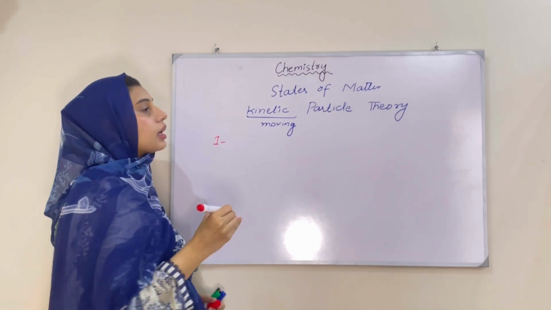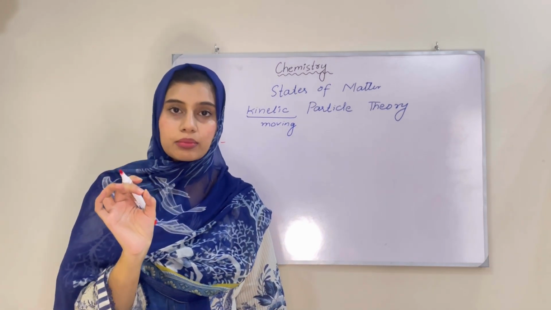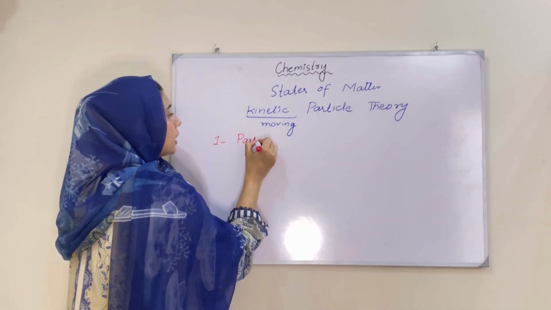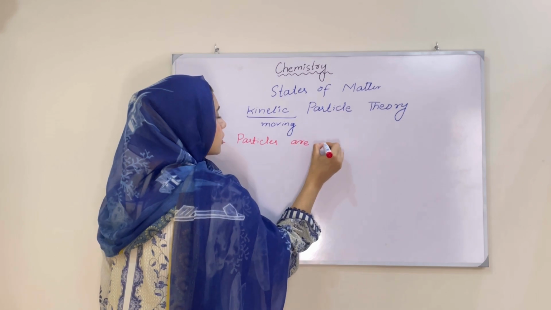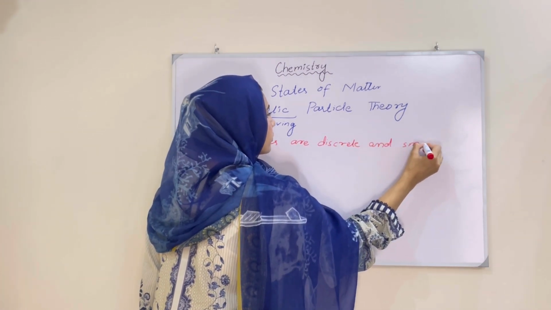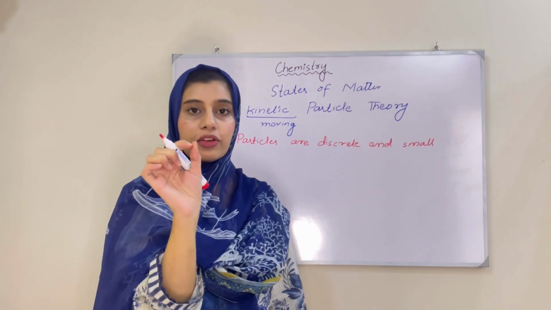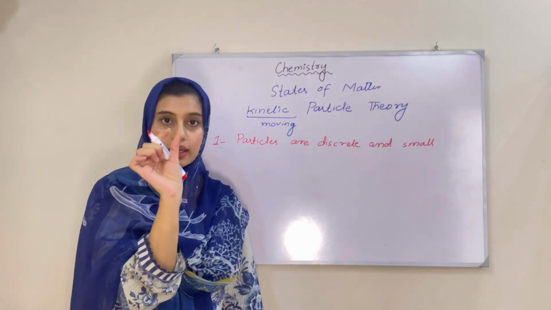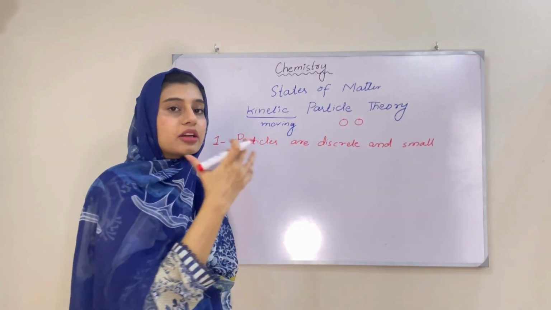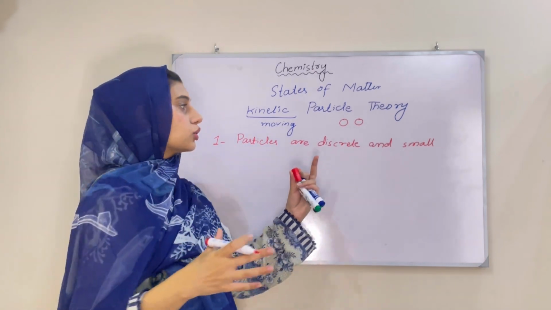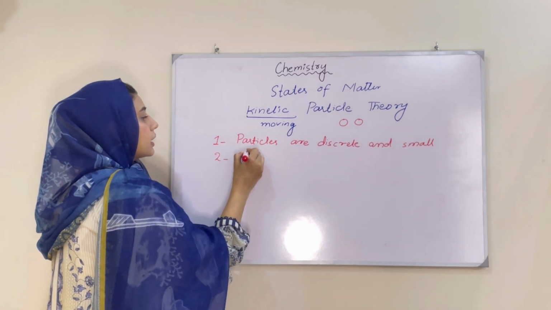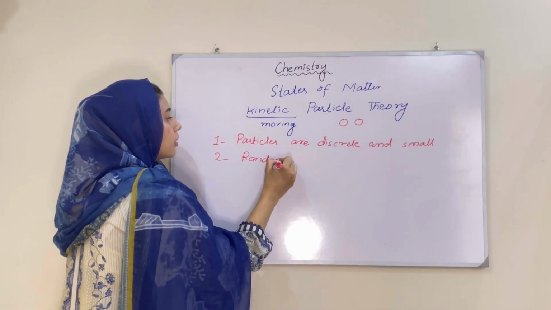Number one, if we are talking about particles, they must be very small in size. So the first point is that particles are discrete and very small in size. Discrete means every particle has its own identity. For example, this is a particle, and this is another particle. Every particle is separated from other particles. They are not joined. Number two, they are in random motion.